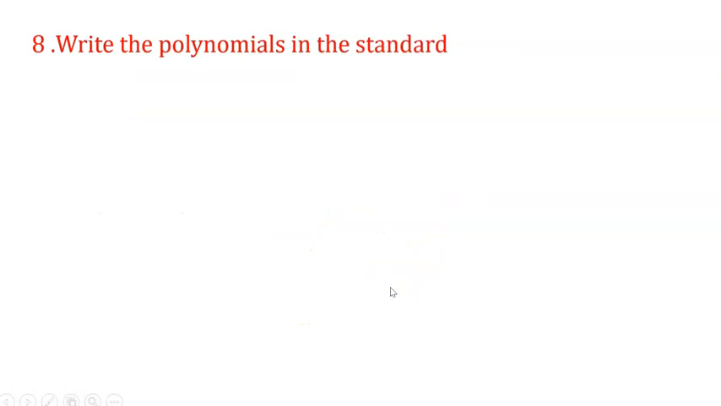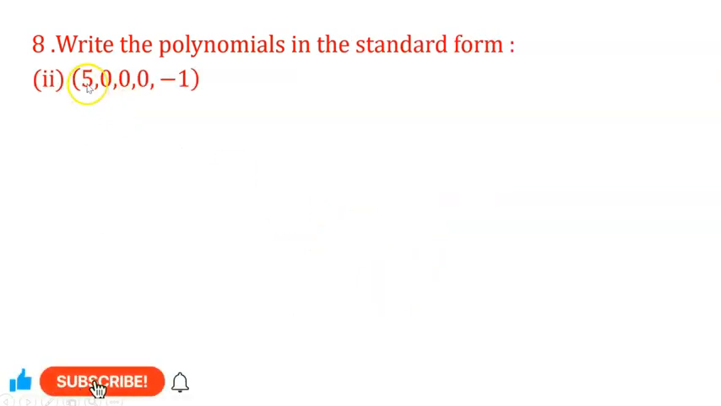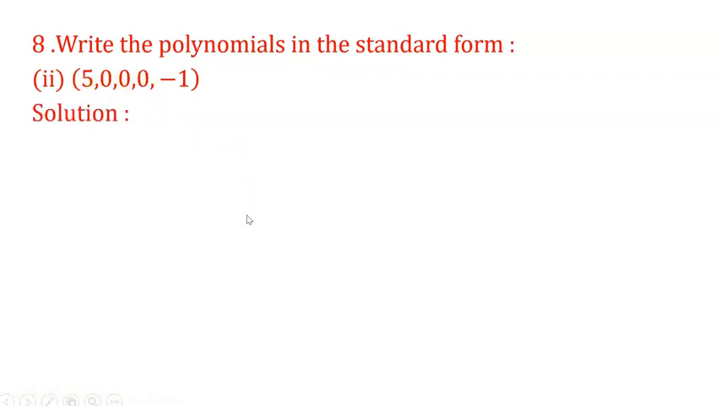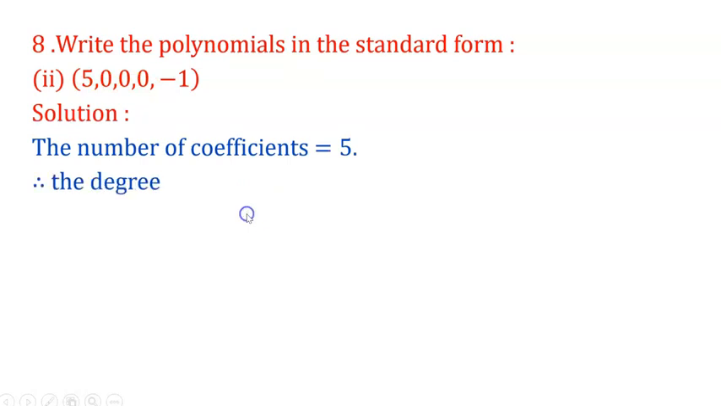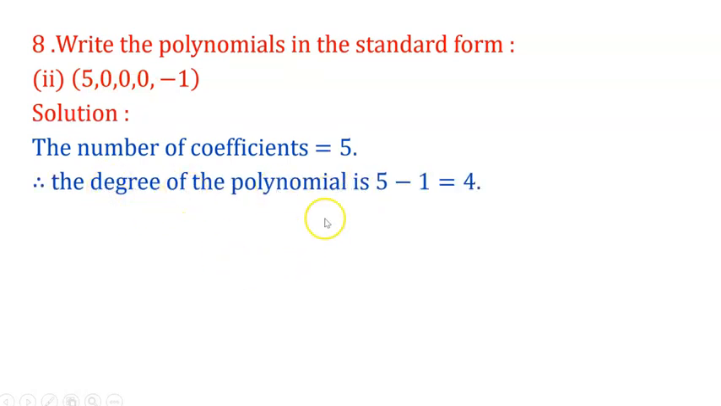Next, 5, 0, 0, 0, minus 1. How many coefficients are there? 5. Therefore degree is 4. The number of coefficients is 5. The degree of the polynomial is 5 minus 1, which is equal to 4.